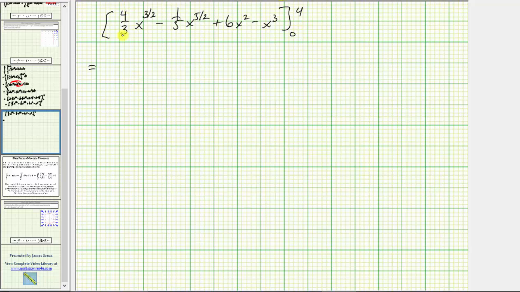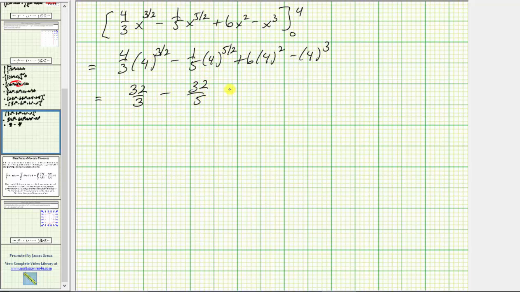We first substitute 4 for x, so we have 4/3 times 4 to the 3 halves minus 1/5 times 4 to the 5 halves plus 6 times 4 squared minus 4 cubed. And when x is 0, all the terms are 0. This simplifies to 32/3 minus 32/5 plus 96 minus 64, which is equal to 544/15, which is approximately 36.2267.